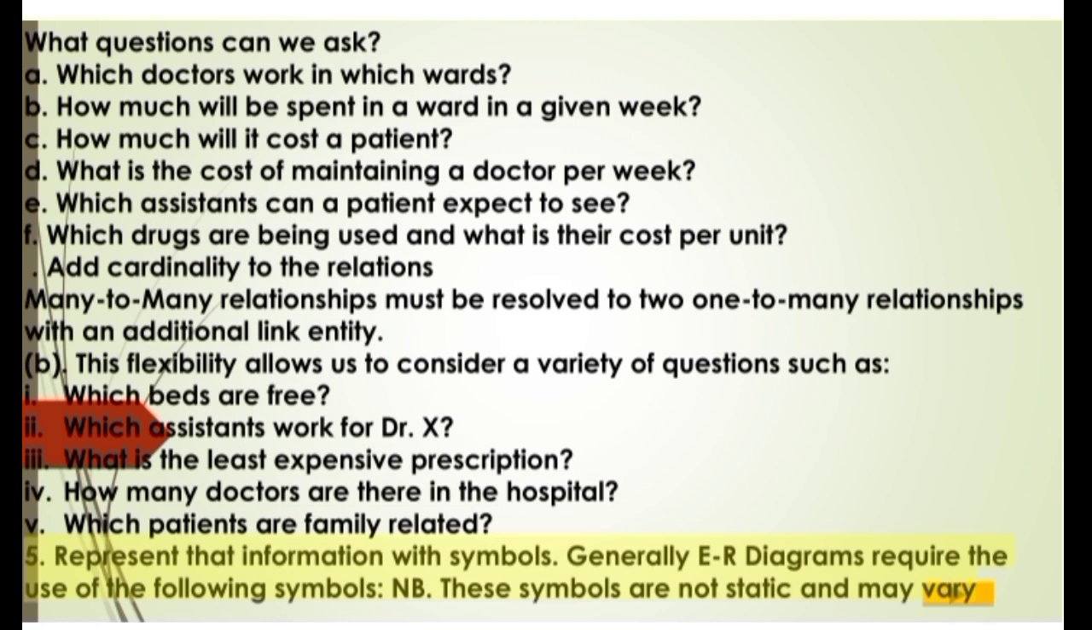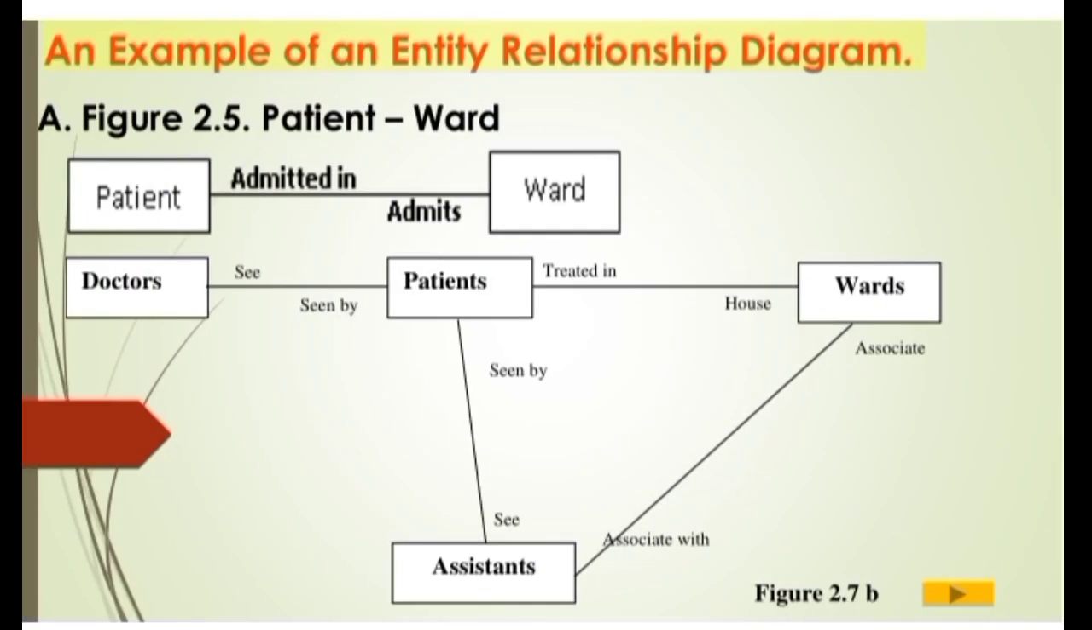5. Represent that information with symbols. Generally, ER diagrams require the use of the following symbols. NB. These symbols are not static and may vary. An example of an entity relationship diagram. Figure 2.7a. Hospital case. ERD diagram without cardinality constraints.